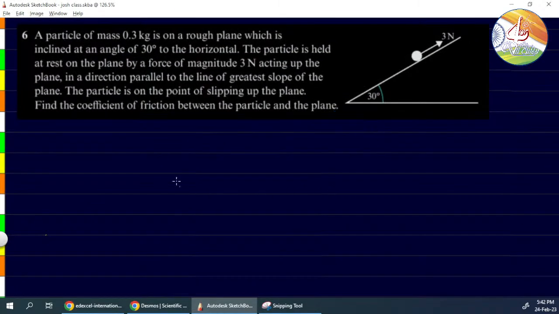A particle of mass 0.3 kg is on a rough plane which is inclined at 30 degrees. The particle is held at rest by a force of 3 newtons acting up the plane, in the direction parallel to it. The particle is on the point of slipping up the plane. What does it mean by up the plane? Up the plane means the object is about to slip upper side. If you don't apply this force, what will happen? It will move downwards.